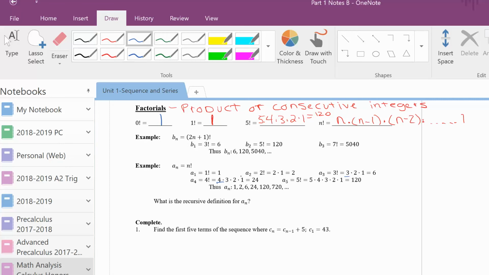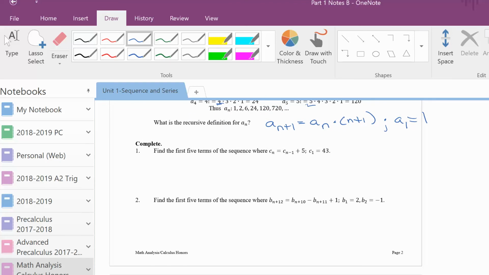So notice 1 factorial is 1, 2 factorial, just multiply by 2, multiply by 3, multiply by 4, multiply by 5. So if you're looking for a recursive definition for a sub n, it's a sub n plus 1 equals a sub n times the next number, which is n plus 1, where a sub 1 equals 1. That is the recursive definition.